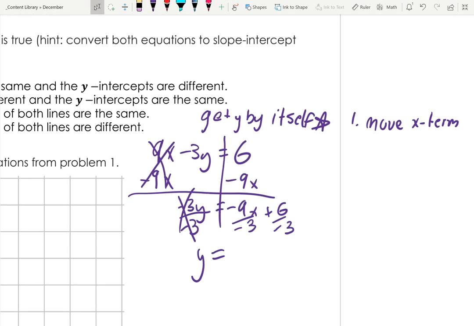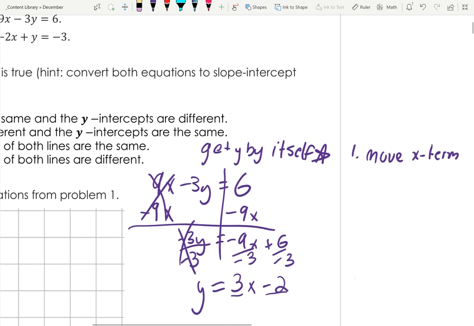What that turns into is negative 9 divided by negative 3 becomes a positive 3, and that's my x term. And then positive 6 divided by negative 3 becomes a negative 2. So that'll become a minus 2. So there's our equation. Here's our y all by itself, and equal to mx plus b. Now, it's not a plus, it's a minus, but that's fine. What this indicates to us is that 3 is our slope, and negative 2 is our y-intercept.